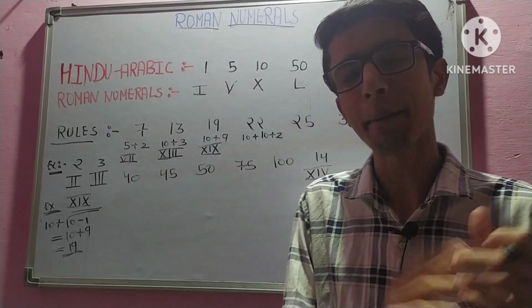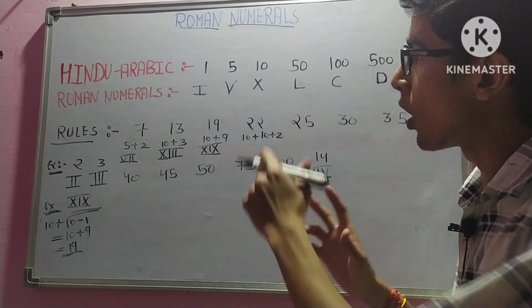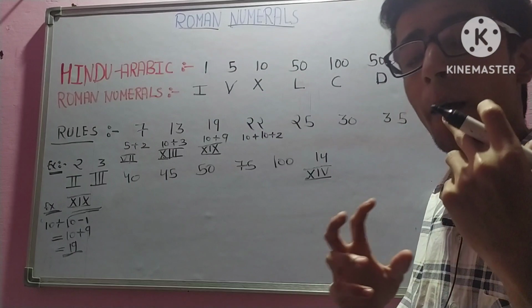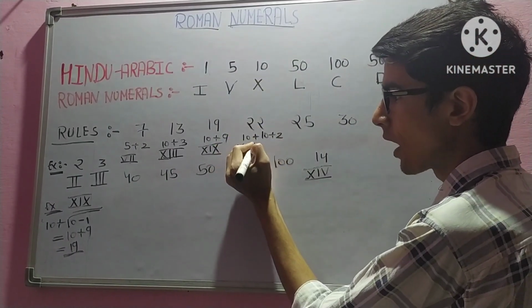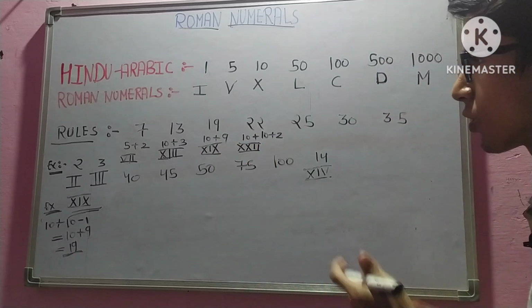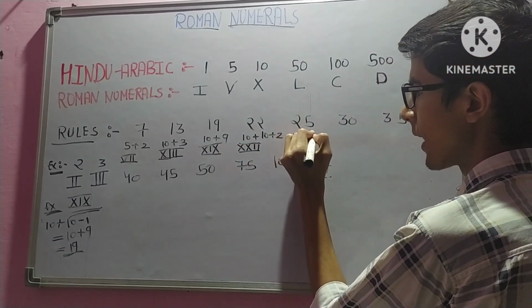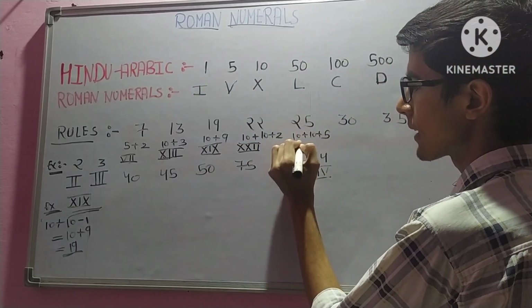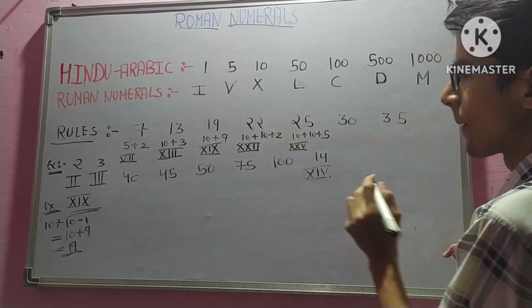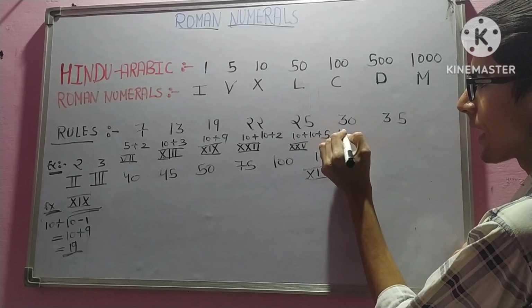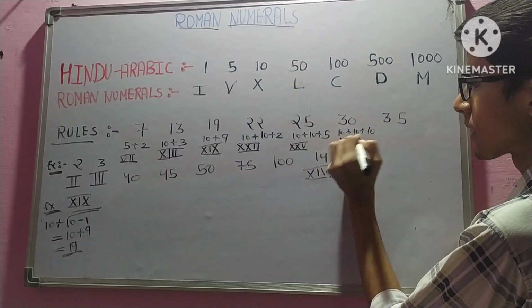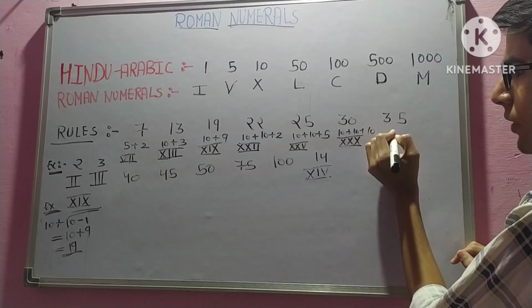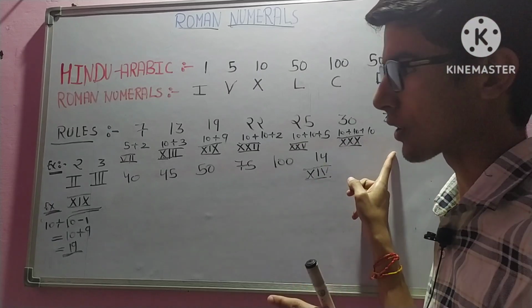Okay. 22. 22 means 10 plus 10 plus 2. Many students ask why 10 plus 10 plus 2? Because 10 is given as a symbol. 10 means X, 10 also X, II. Next is 25. 10 plus 10 plus 5, XXV. 30 is written as 10 plus 10 plus 10, XXX. 35 is also written like this. You have to solve this 35.